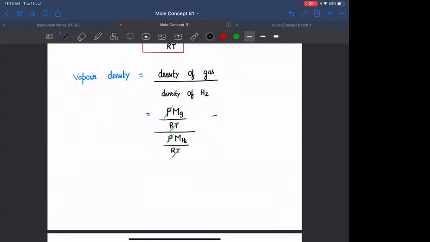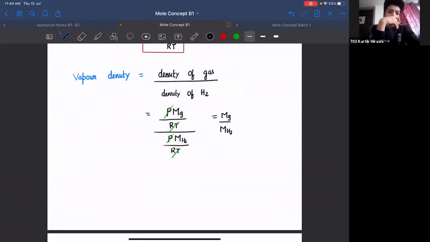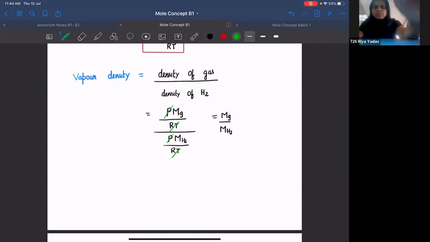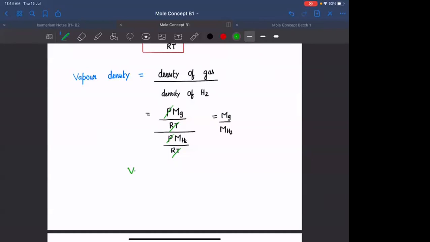So you are left with molecular weight of gas upon molecular weight of H2. What is the molecular weight of H2? H2, not 1. Oh, 2. Okay, 2. So you will have the vapor density as vapor density is equal to molecular weight upon 2.